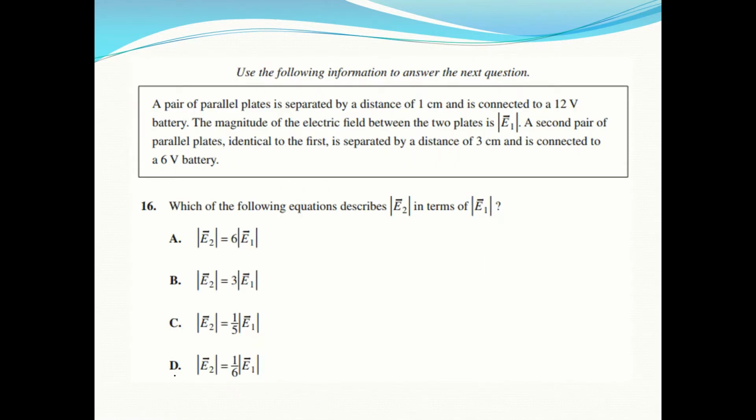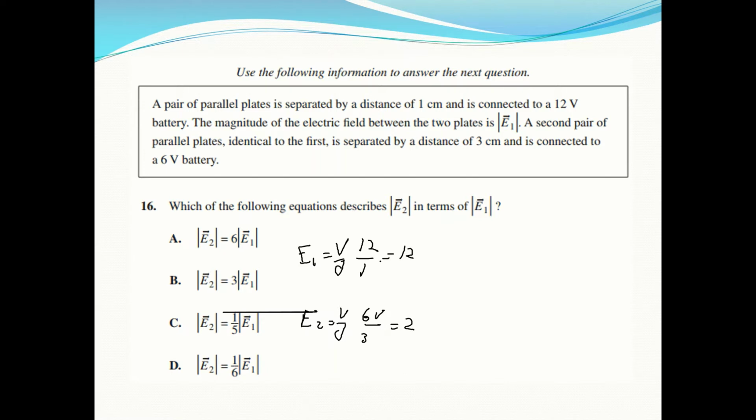This one here: a pair of parallel plates is separated by a distance of 1 centimeter and is connected to a 12-volt battery. The magnitude of the electric field between the plates is E1. So this is a second pair of parallel plates first. We can just do a calculation here. E1 is equal to voltage over distance, so that's going to be 12 over 1. It shouldn't be in centimeters, but it doesn't matter because we're not actually getting answers. So that's going to be 12. And then E2 is equal to voltage over distance, so E2 would be 6 volts divided by 3 centimeters, which would equal 2.